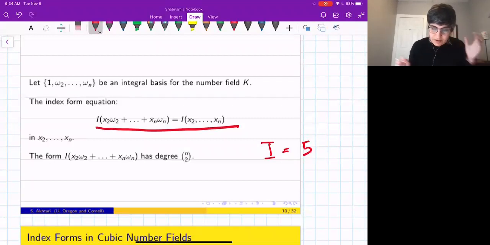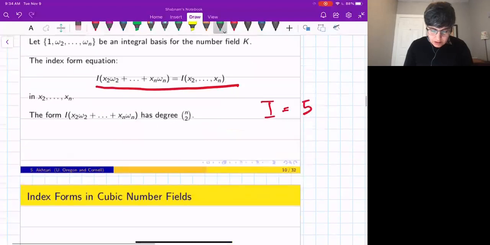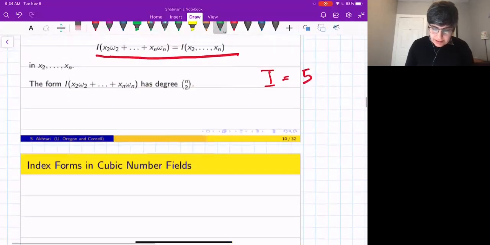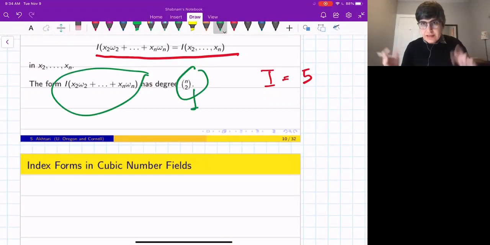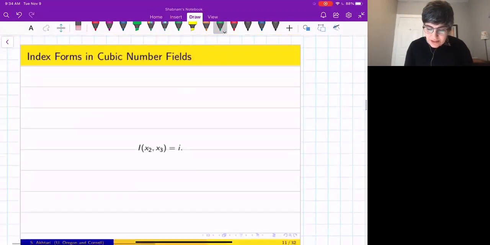So generally, in any number field of degree n, this index form equation, as we observed, has n minus 1 variables, and the degree would be n choose 2. Any questions so far before I go to the more specific cubic case? If the definitions are clear. All right, so again, remember these numbers. I didn't really show you this n choose 2, but it's a really quick calculation with the definition of the discriminant, how many factors you have and so on.